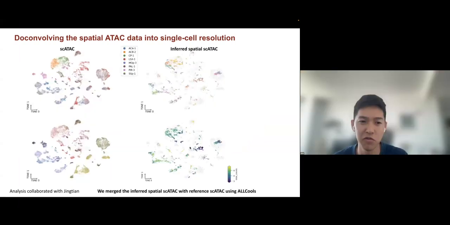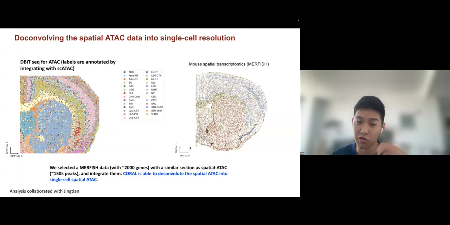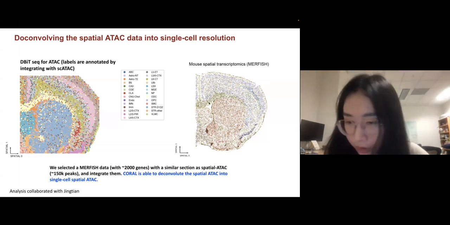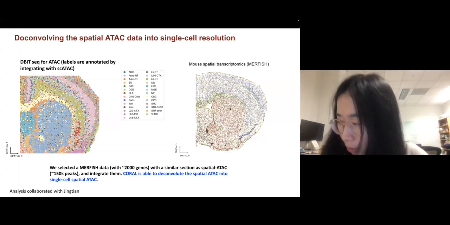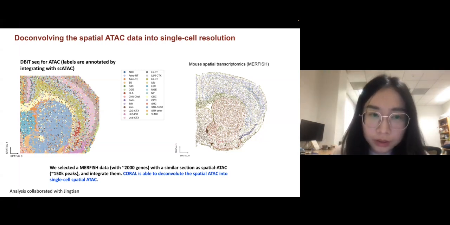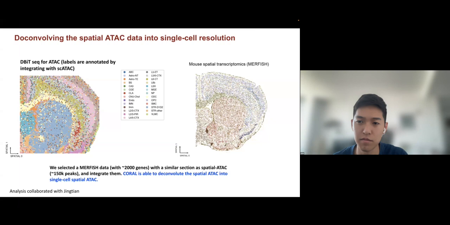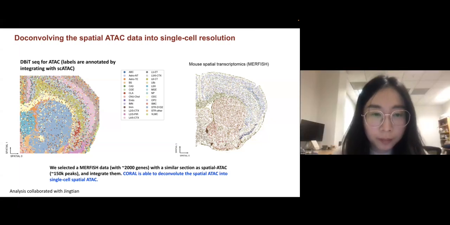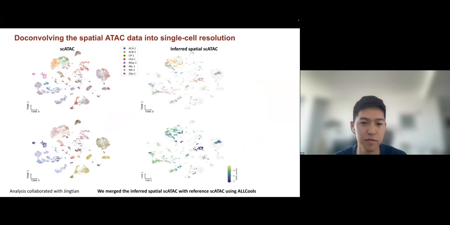How long would you say it takes to train a single model of Coral on something like this? For this data, I would say it's pretty long. I think it probably takes a few hours using one H100. But for others, it probably takes less than 1 hour. Okay, ATAC-seq is much more difficult.